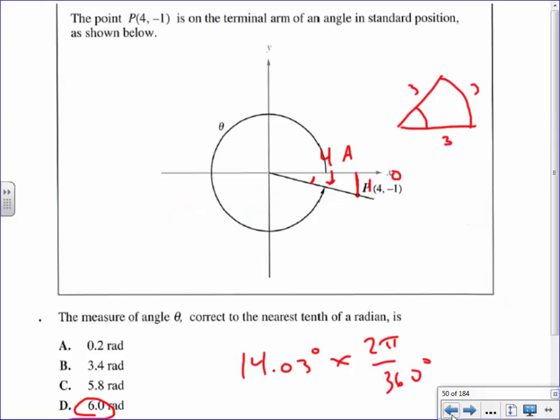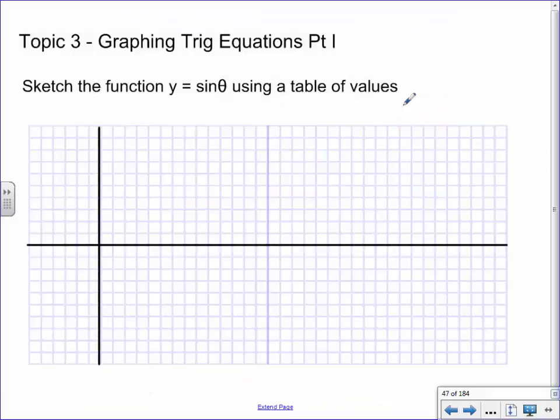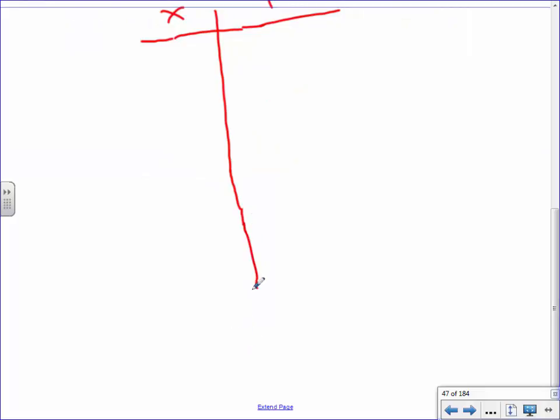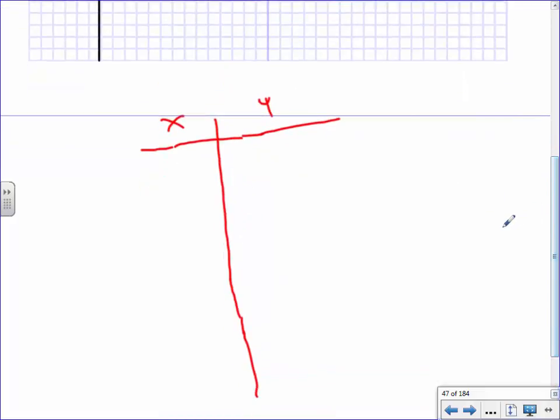So let's start by graphing this thing though. Let's go back to this slide here. I want to make a table of values. I'd like to do this in degrees to start with first, and then after we finish doing degrees, I'll convert to radians. On one axis, I'm going to put x. On the other axis, I'm going to put y. It's going to be a fairly long table of values, by the way.